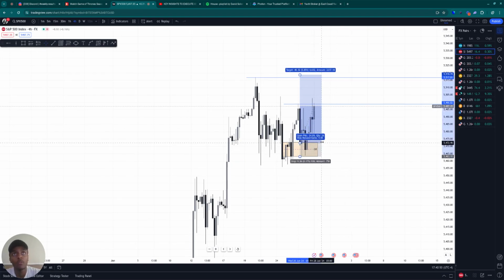We're running very nicely now. We've secured our first bit. And yeah, very easy trade.